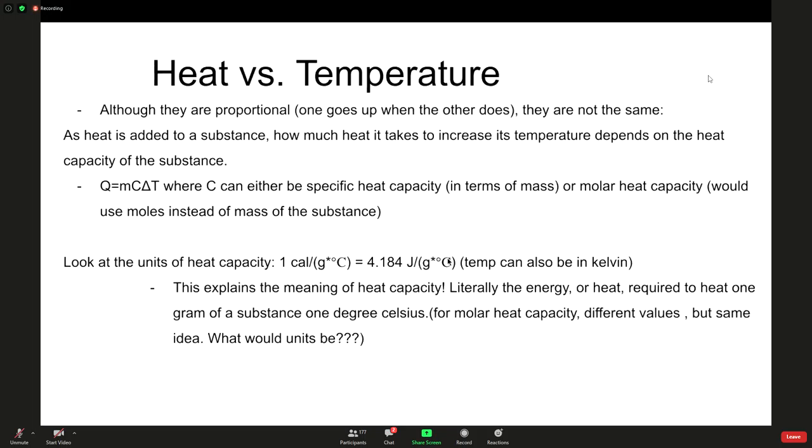So then if you have a lower heat capacity, let's say the heat capacity was 2, then the temperature is going to go up faster with a given heat increase. So if it was half of 4.184, let's just say it's 2, then this is going to increase 2 degrees when you put in 4.184 joules. So that's how they're proportional to each other. And that's an important concept to know.